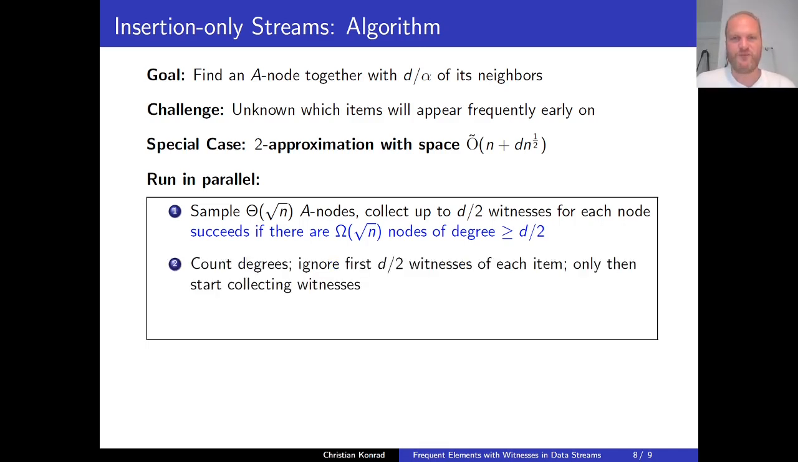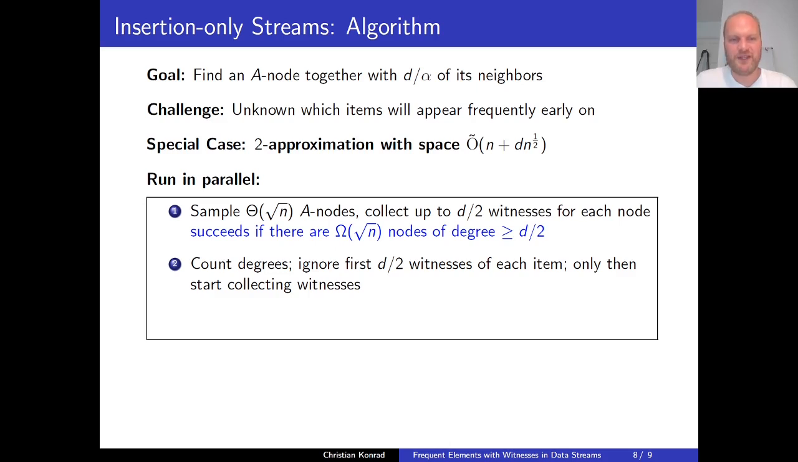If this strategy doesn't work, then the following strategy would work. We count the degrees of all A vertices. Then we ignore the first d/2 witnesses of each A vertex, and only then we start collecting witnesses. Now we know that the input stream contains at least one A vertex of degree d. So this A vertex would necessarily be picked up by this algorithm, and we would find a witness set of size d/2. However, we need to make sure that we stay within the claimed space bound.